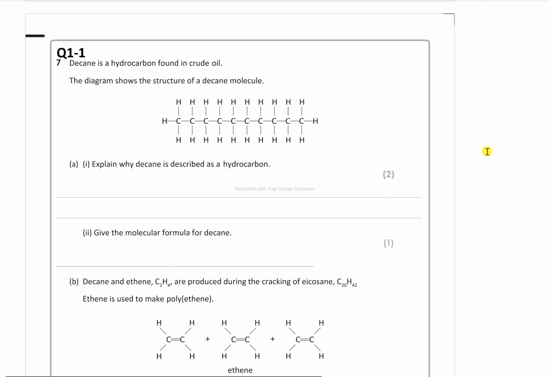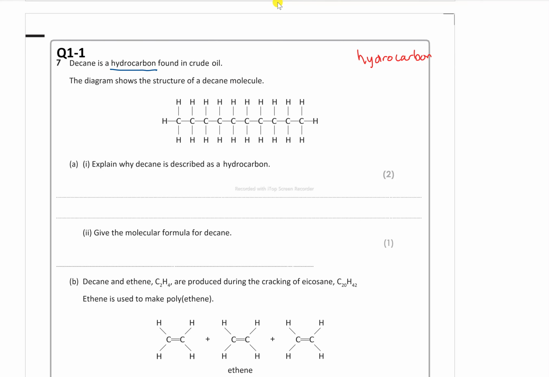Right, we're looking at polymers. Some of this is like alkanes and alkenes and hydrocarbons, but we'll go for it. Right, can you remember what a hydrocarbon is?